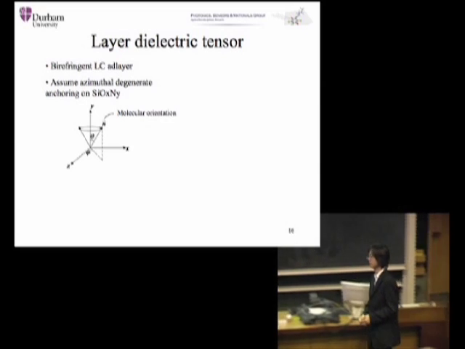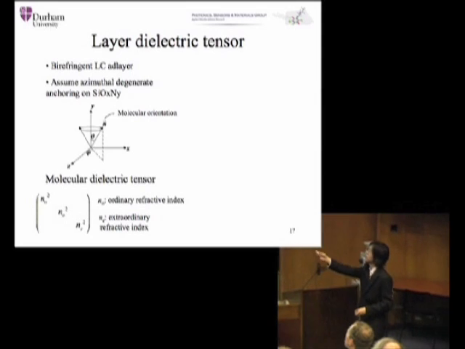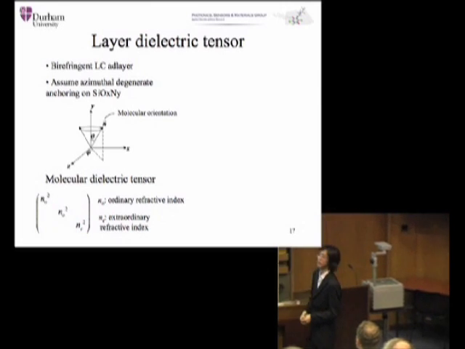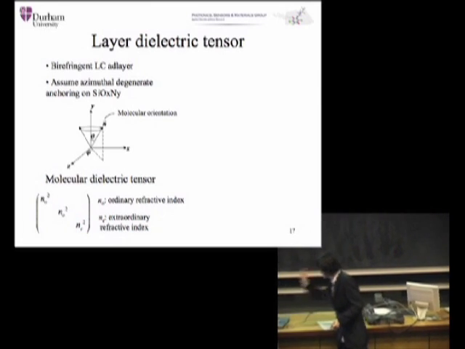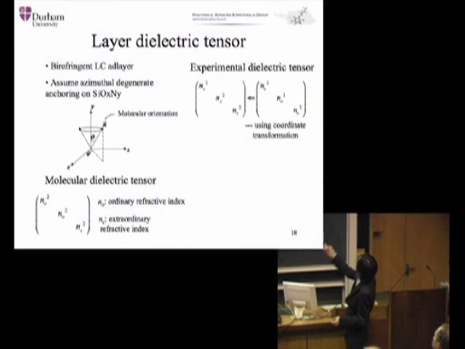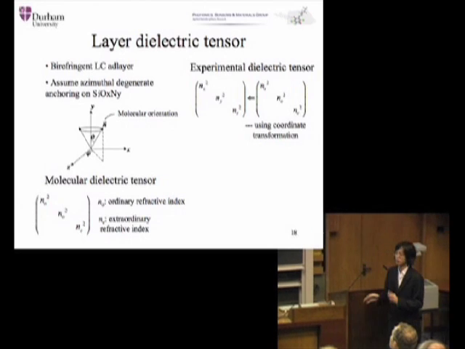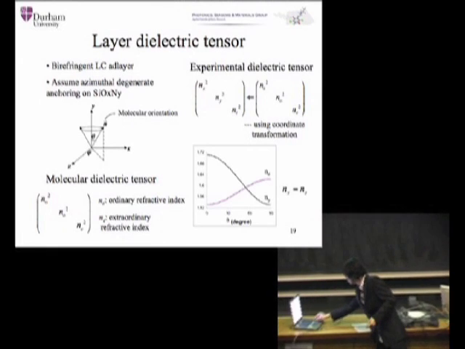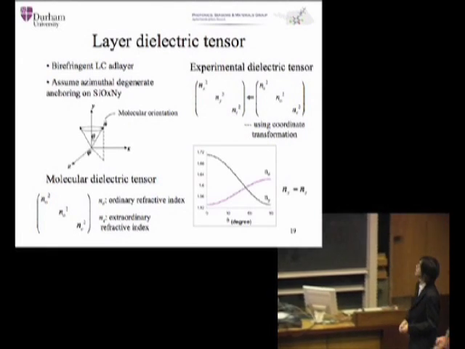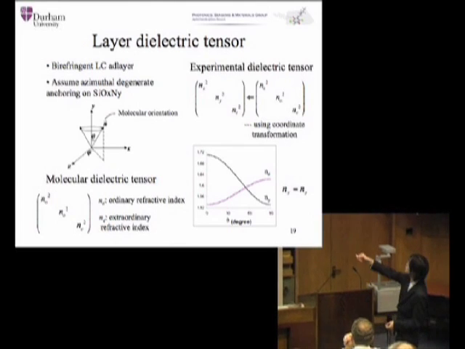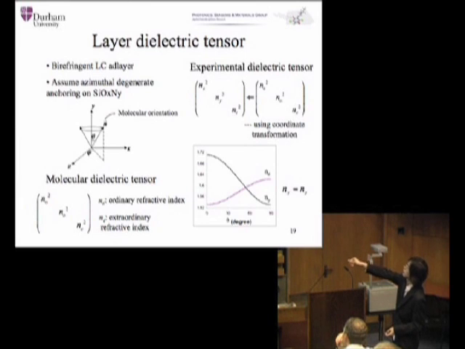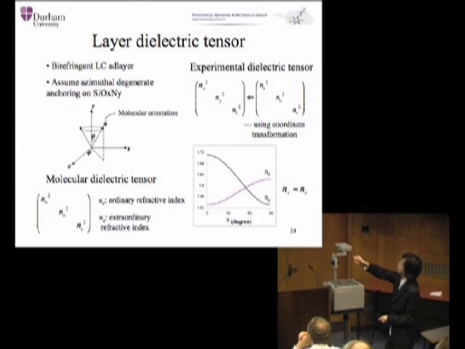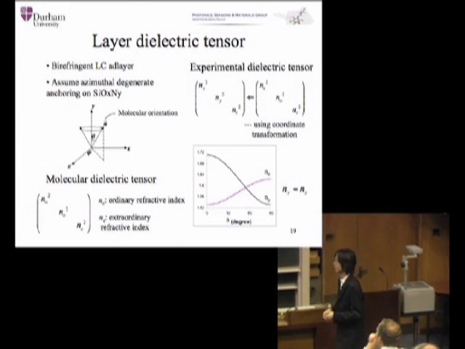So the molecular dielectric tensor can be easily written in this form, where we have n_o and n_e to be the ordinary and extraordinary refractive index. And for the experimental dielectric tensor, we use the coordinate transformation to transform the dielectric tensor from the molecular frame to the experimental frame. And this is our computational result for the refractive index in both Z and Y directions as a function of the polar angle. And of course, the index in Z and X directions will be equal to each other because of the surface isotropy.